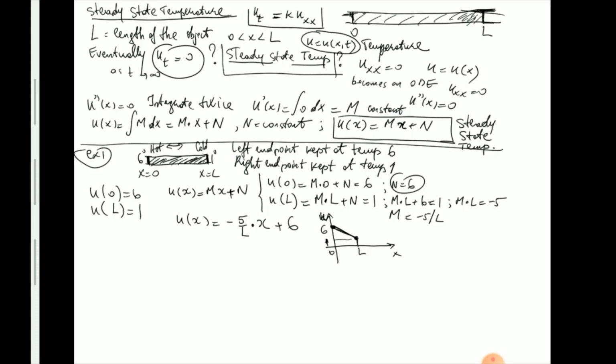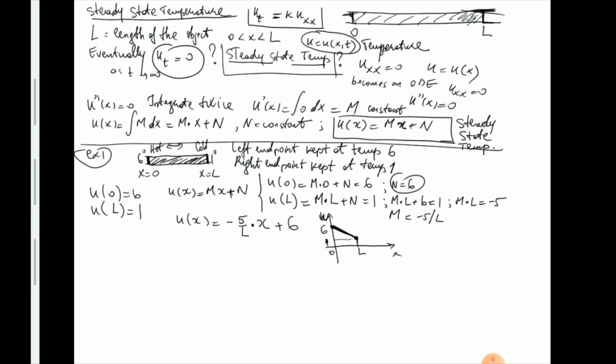So it's not a surprise that when everything stabilizes, you're going to have basically a steady drop in temperature from the hot end point to the cold end point. So it's not a surprise that the steady state temperature will be in this form of a decreasing line.